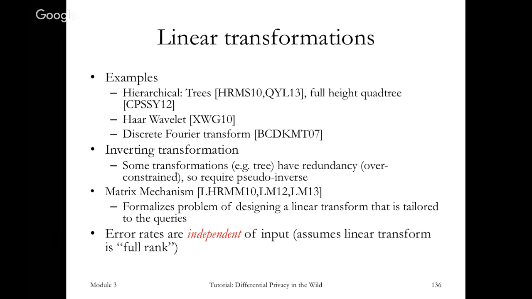Some of them actually have redundancy built into them. The quad tree has some redundancy, and so rather than just computing a straight inverse, you do a pseudo inverse. The matrix mechanism was work that formalized this general pattern of employing a linear transformation, and formalized the problem of designing the best linear transform for a particular task. One property of all these different techniques is that the error rates are independent of the input that you're running on. If you analyze the error, it has a closed form solution that just depends on the Laplace noise that you're adding in, and it doesn't depend on the data.